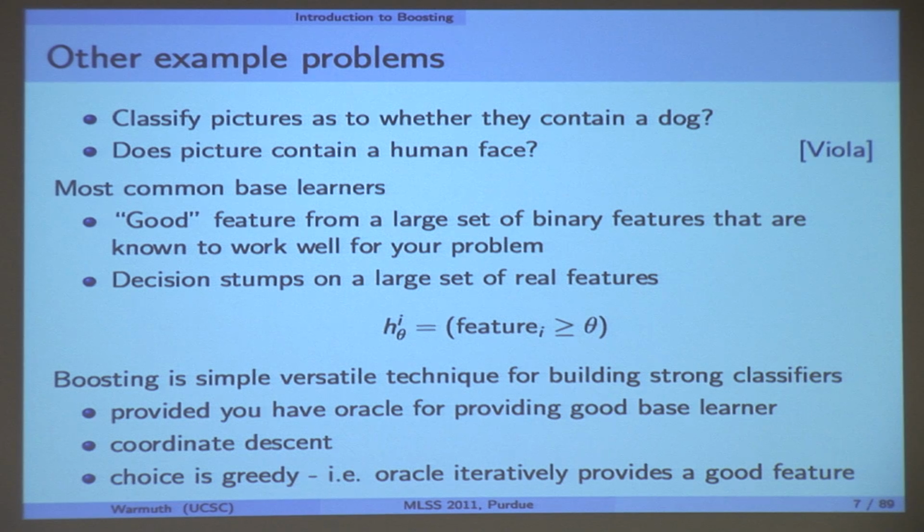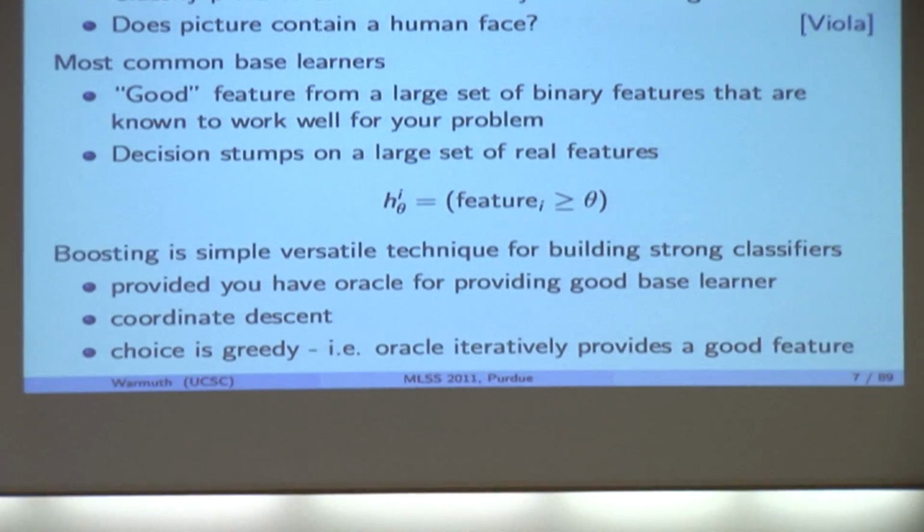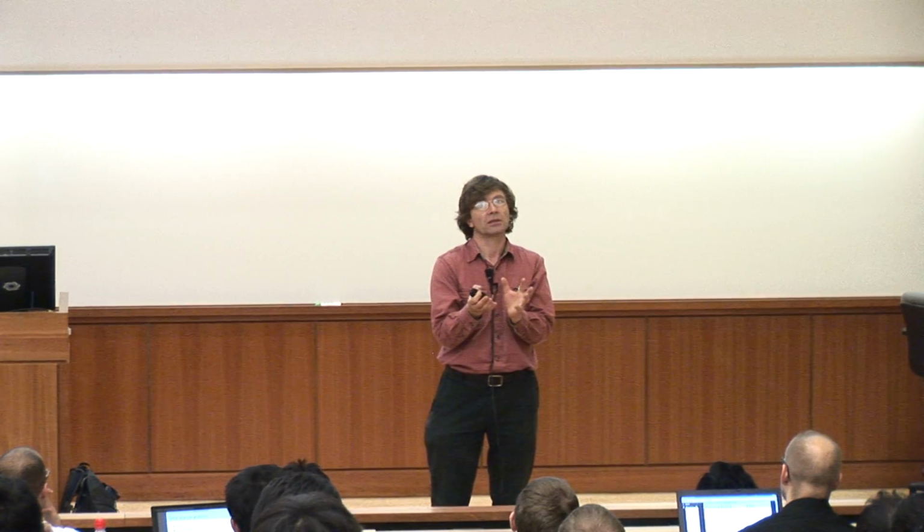Okay? You can view boosting, and I know Dale Schuurmans talked about this, as coordinate descent. You have your huge feature space that is given to you ahead of time. Those are all your possible weak learners. Might be exponentially big. And then the oracle greedily picks the next good feature, adds it into your ensemble that you aggregate, and then at the end you output a convex combination of the small features that were selected by the oracle.